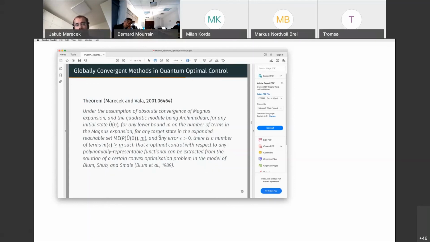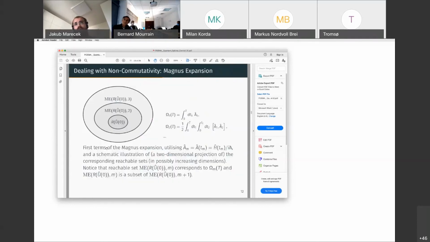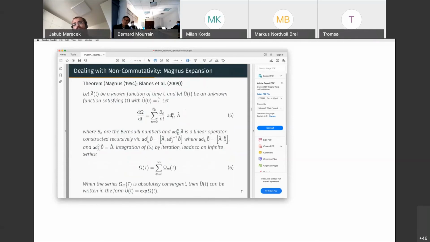So my question is about this M of epsilon. What kind of function of epsilon is it? Right. If I understand the question correctly, you're asking how many terms in the Magnus expansion you want to take to get a certain error. Yes. For that, we have a very good answer, and that answer is essentially based on the Bernoulli number divided by n factorial decay in the Magnus expansion. So for that, we have the perfect answer in some sense.